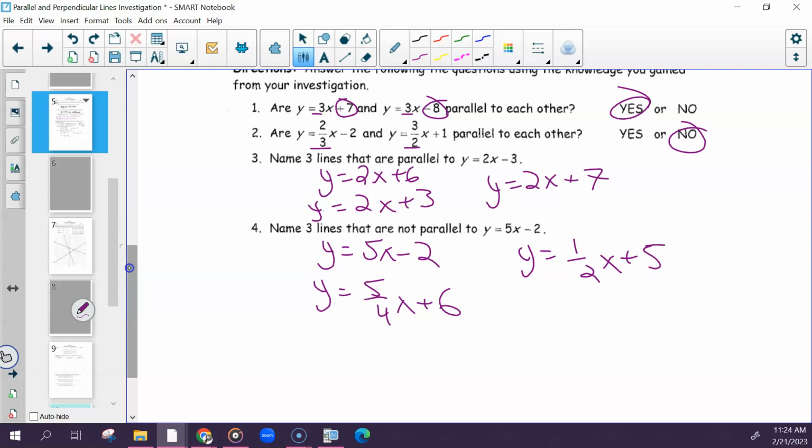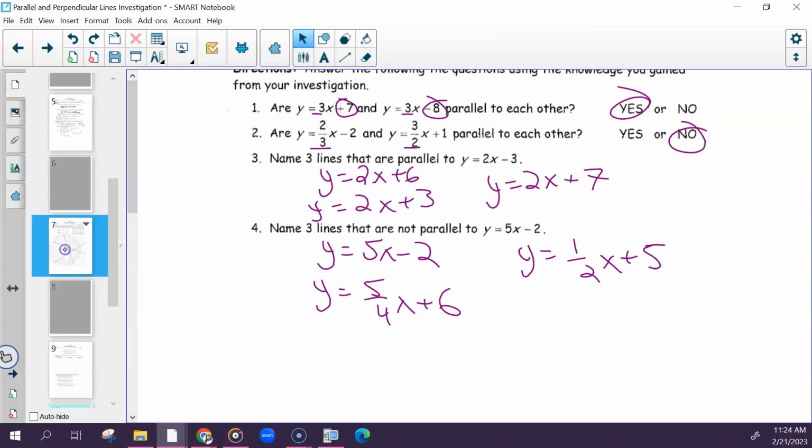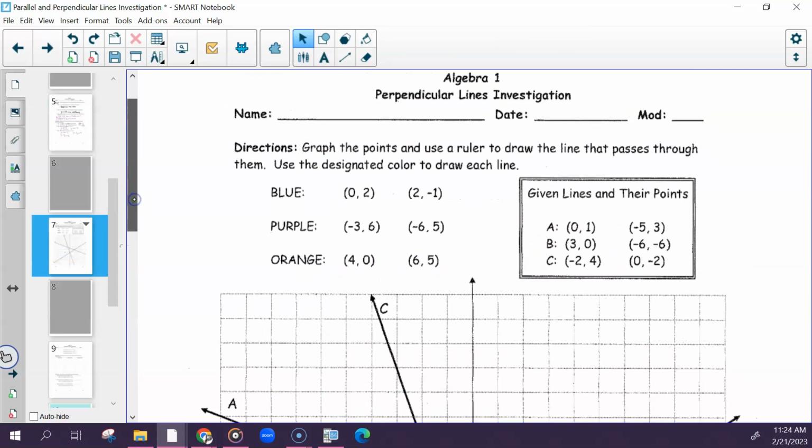Okay. Now we're going to switch gears. So we talked a lot about parallel last class and today. Now we're going to talk about perpendicular. So on the next page, I've given you blue, purple, and orange. If you have your own colored pencils, feel free to do that. Just focus on doing the graph for right now. I'm going to give you 3 minutes to do the graph. And then if you finish before the timer goes off, then you can start the math of the next part.